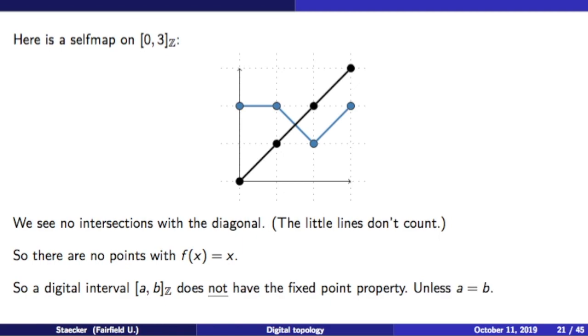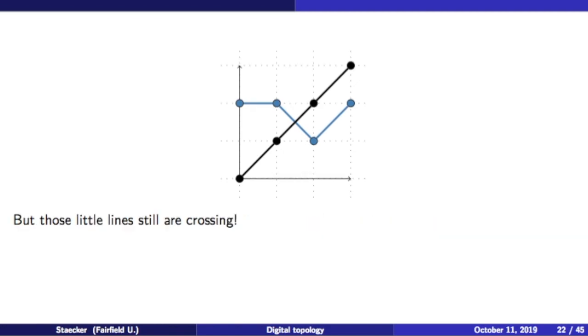Unless a equals b. If the interval only has 1 point, then it has the fixed point property. But that's the only example. And Siraja said there's a theorem that says the only digital image with the fixed point property is a single point. So basically nothing has the fixed point property.